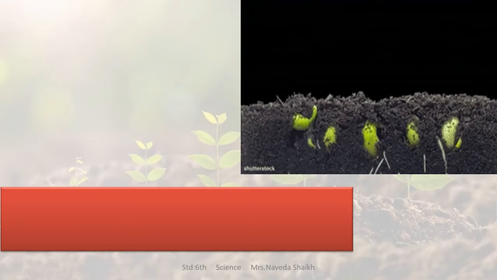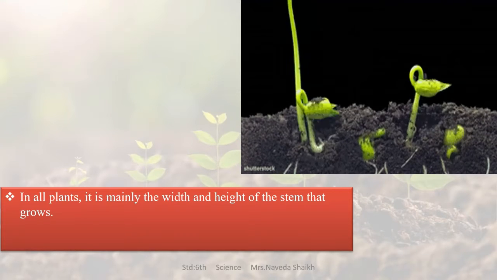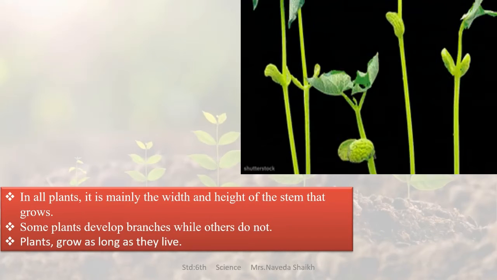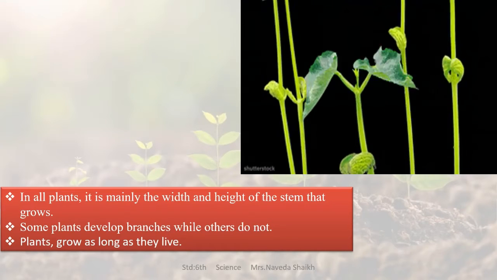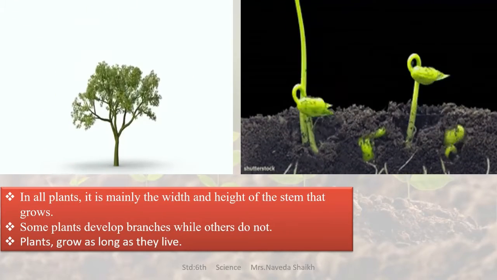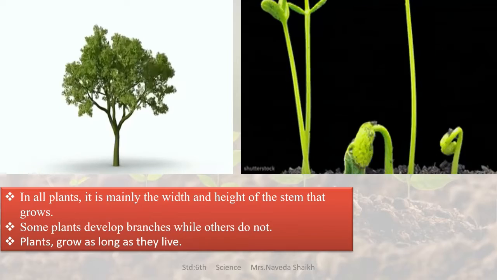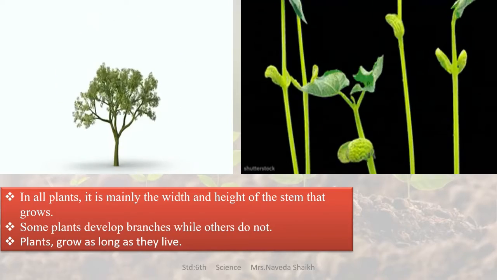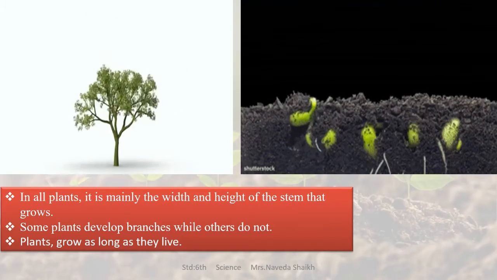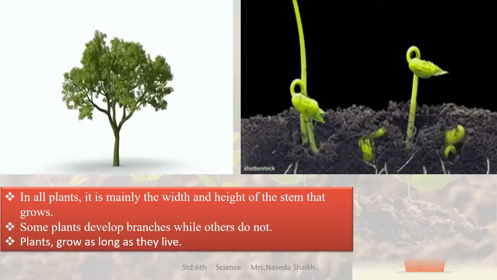But when I talk about plants, they show growth until the time they die. In plants, it is mainly the width and the height of the stem that keeps on growing. Some plants develop branches while others do not. Plants grow as long as they live. As I told you, the plant will keep on growing until it dies. Until they are alive, they will keep growing.